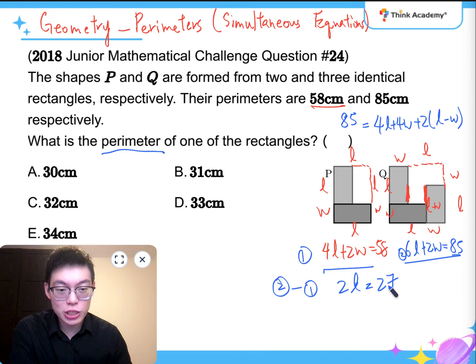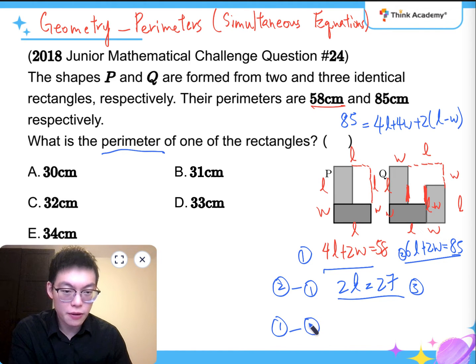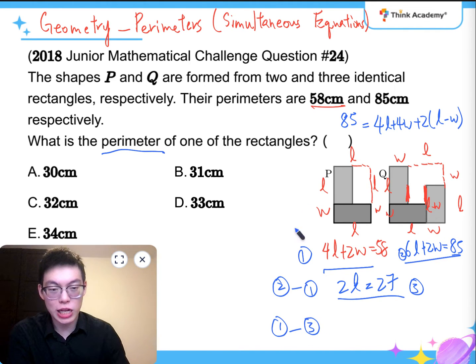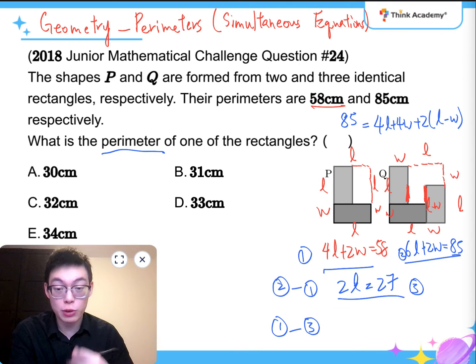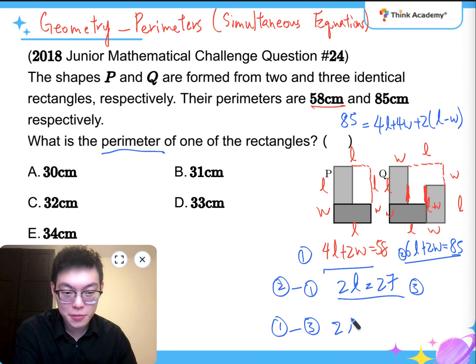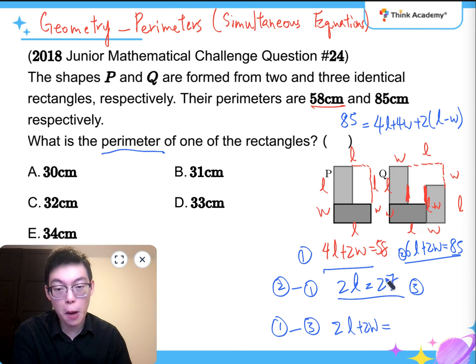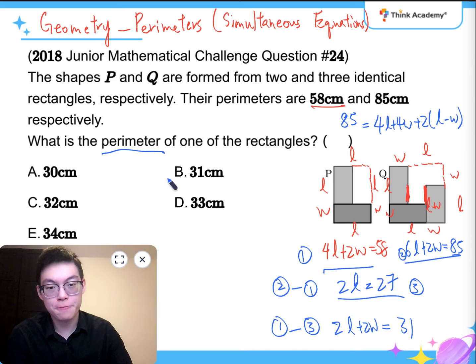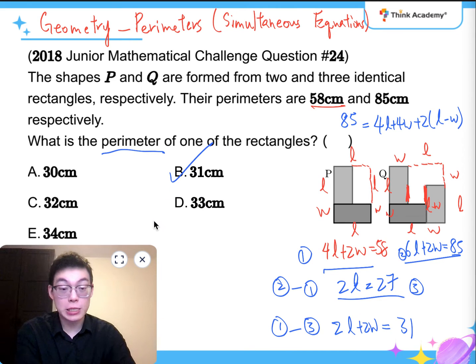All I need to do is just to remove this, let's say that's the third equation, from the first equation, such that 2 widths is going to be removed. What's remaining is 2 lengths adding 2 widths. And of course, on the right hand side, you need to do the subtraction of the numbers 58 and 27. That's giving us 31. So the answer is B, 31.